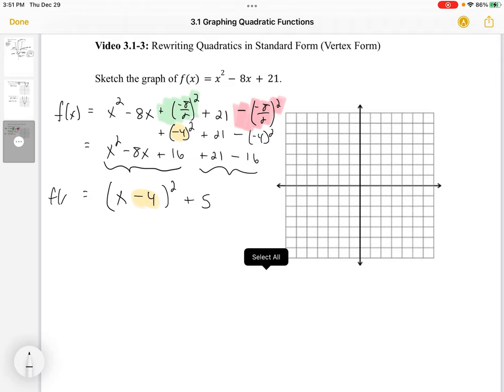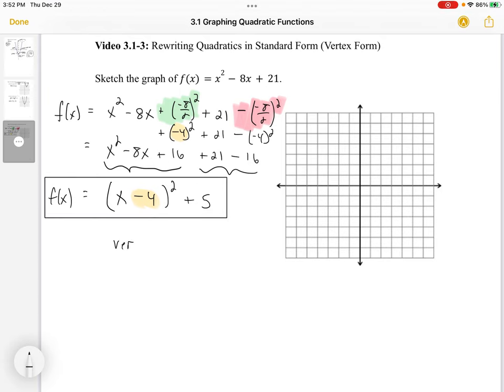So I now, at this point, have an equation in vertex form, which gives me my vertex. I'm staring at a vertex of 4, 5. So to the right 4, up 5. 1, 2, 3, 4, 5. And from there, I can draw the rest of my parabola. Right 1, up 1, right 1, up 3.